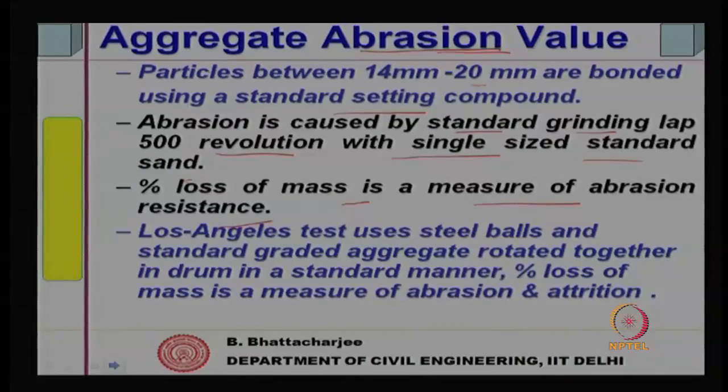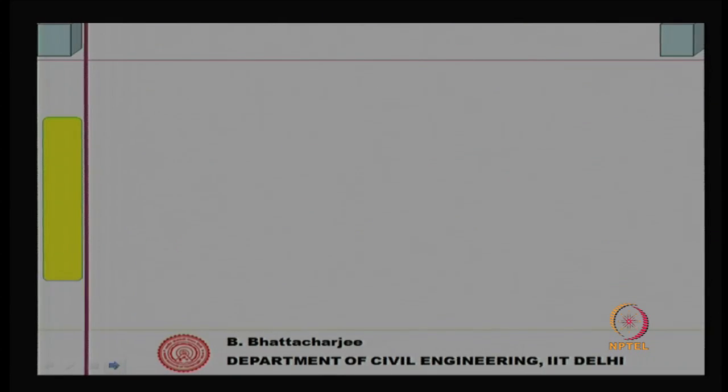The Los Angeles test is another one, which uses steel balls and standard graded aggregate rotated together in a drum in a standard manner. So, there it was sand through which you were grinding. In this case, you have steel balls and the aggregates, rotated in a standard drum in a standard manner, and percentage loss of mass is measured, and that gives us abrasion as well as attrition.